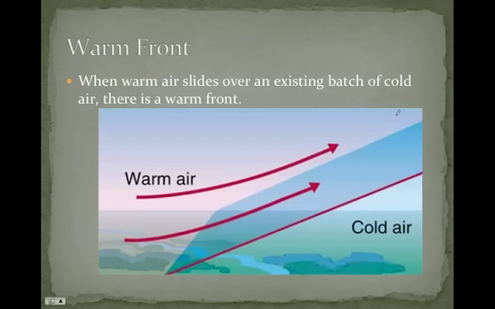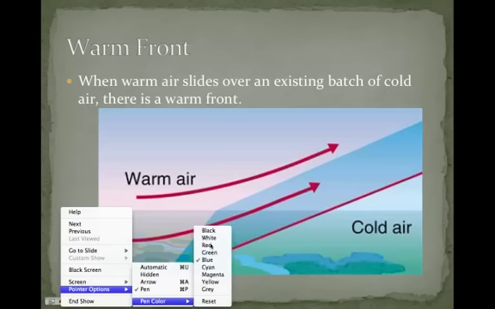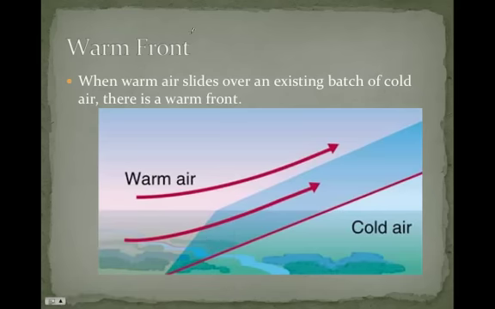Opposite of a cold front is a warm front. When warm air slides over an existing batch of cold air, there's a warm front. The symbol for this one is different. Again, because it's warm air, we're going to use red as a color. Instead of triangles, we use half circles.